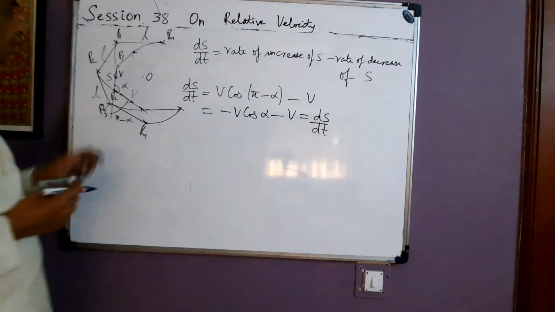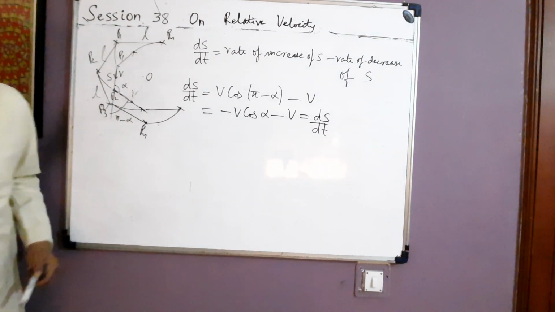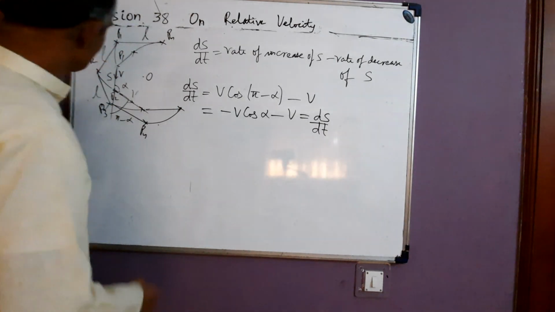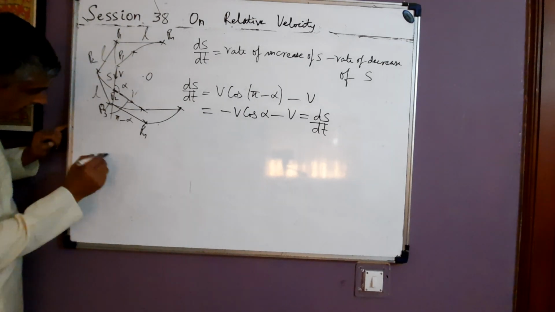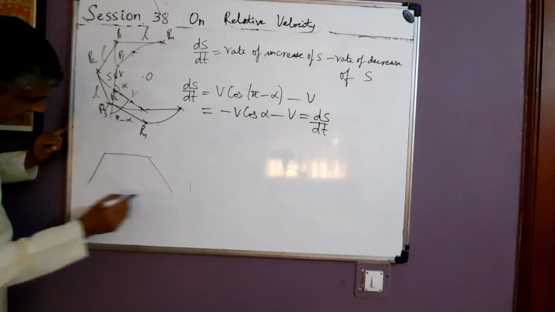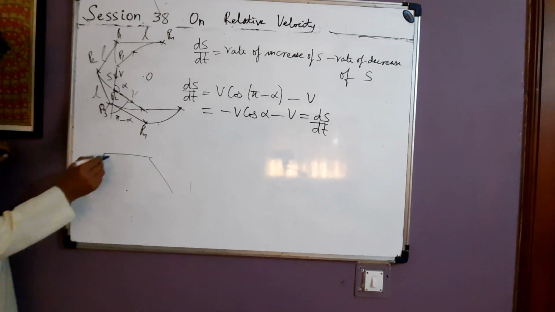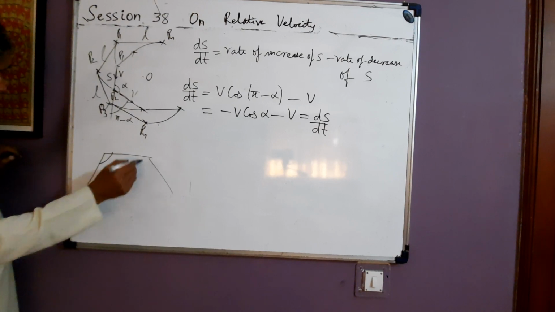Now how do you find the value of alpha? Alpha is the angle between two adjacent sides of this regular polygon. So I just draw the polygon here, like this. This is the center of the polygon. This angle is alpha.